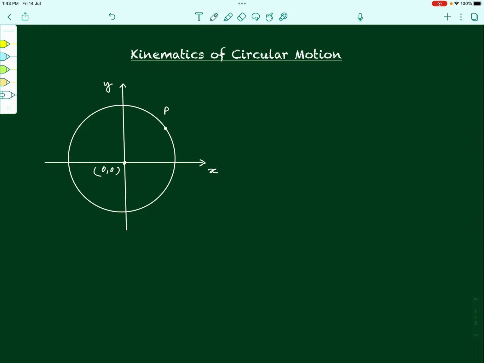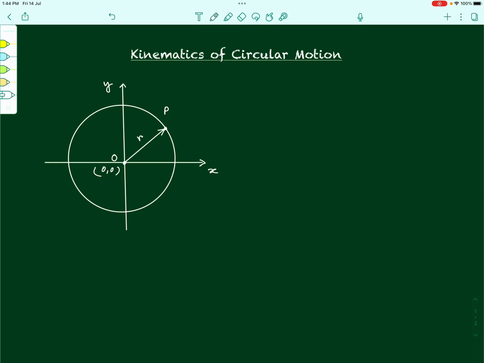Then we understand that the distance from the origin to the point P would be nothing but the radius of the circle, right? And then we can define something that we call the radius vector or the position vector, which would be a vector pointing from the center of the circle to the point P, the position of the particle. So, it will be either the radius vector or the position vector of the body which is at the point P.